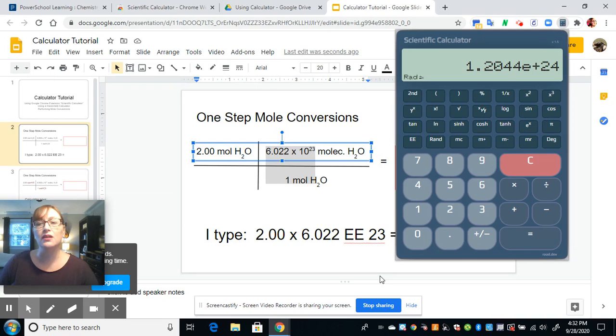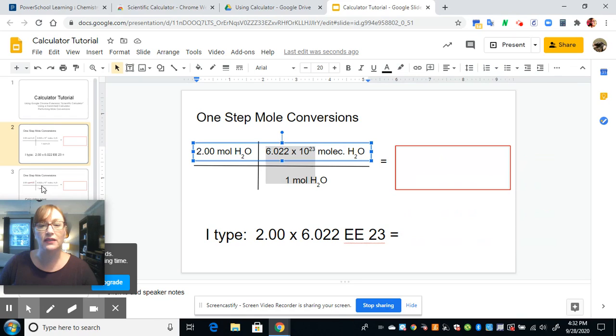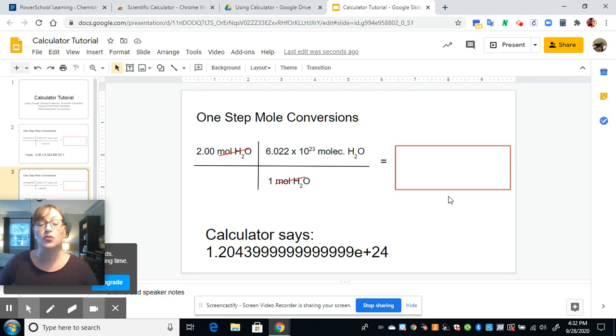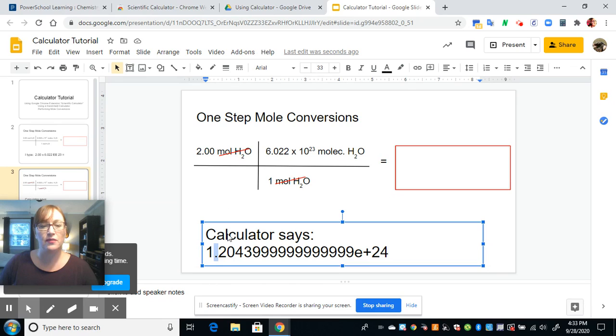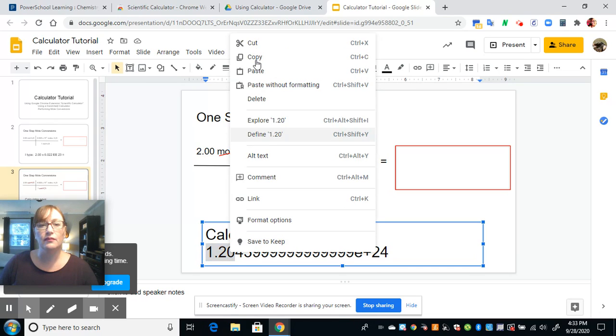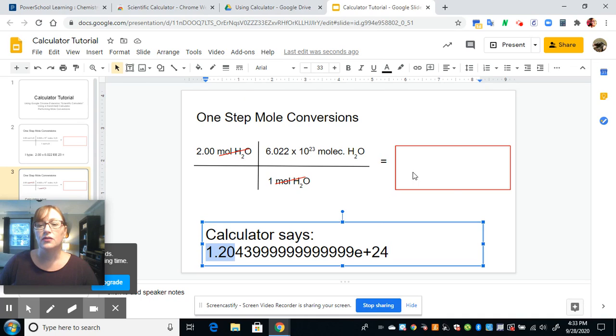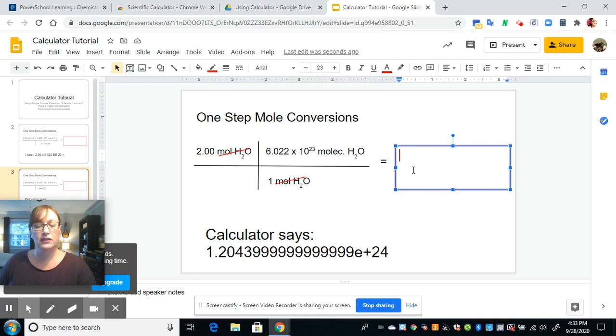And my calculator is going to spit out a big old mess. Okay, that's not your final answer. So you are going to have to round that. So you're going to round this to 3 digits. So I'm going to keep the 1 and the 2 and the 0 because my original number had 3 digits. So I'm going to need 3 digits in my final answer. So I'm going to copy those into my answer box there.